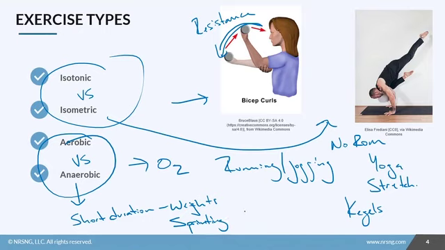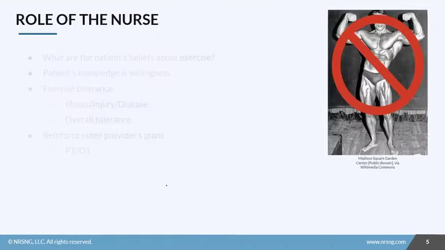But the thing that I really want you to take home here is to see how each of these different types of exercises, both isotonic and isometric, and then your aerobic versus your anaerobic, and how they fit into your patient's plan of care. So now let's look at other things you need to consider.